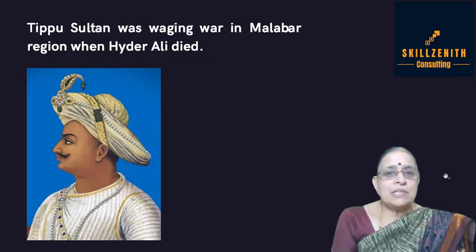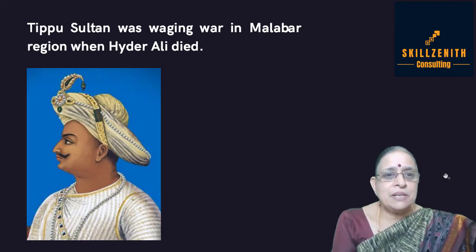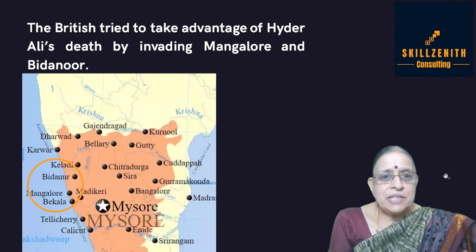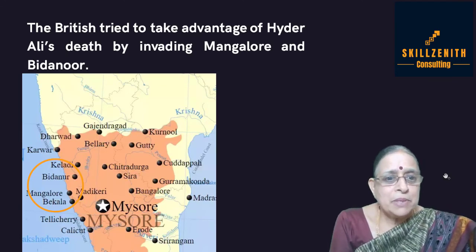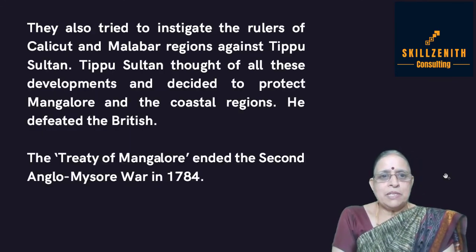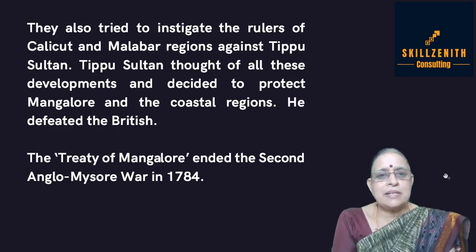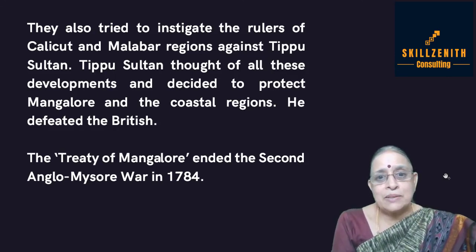Tipu Sultan was waging war in the Malabar region when Hyder Ali died. The British tried to take advantage of Hyder Ali's death by invading Mangalore and Bidanoor. British also tried to instigate the rulers of Calicut and Malabar. Instigate and arouse. Tipu Sultan thought of all these developments and decided to protect Mangalore and the coastal regions.